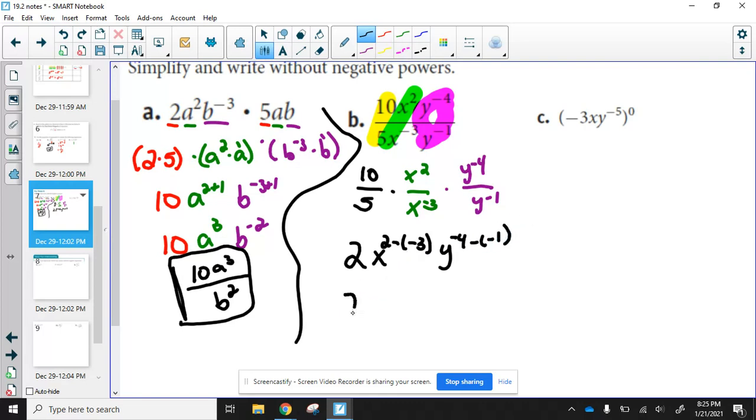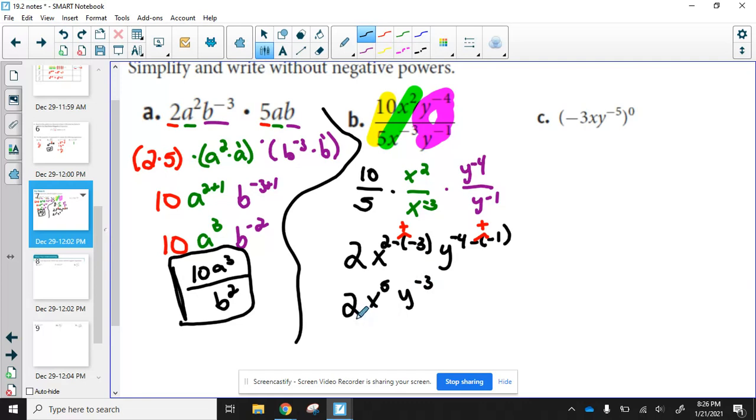Okay, so simplifying this, we still have a 2, then x, and then 2 minus a negative 3. So that means, pointing this out again, a subtraction of a negative means it's plus. So we get 2 plus 3, which is x to the fifth power. And then we get one more of those, so we get negative 4 minus a negative 1. So these become a plus, so negative 4 plus 1. We're still within negative, so we have negative 3.